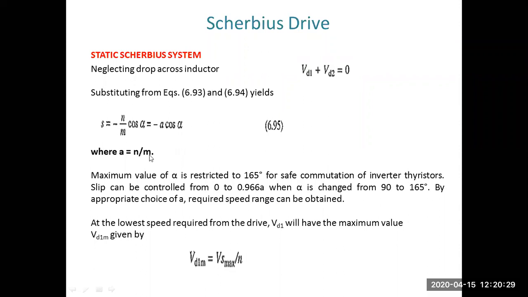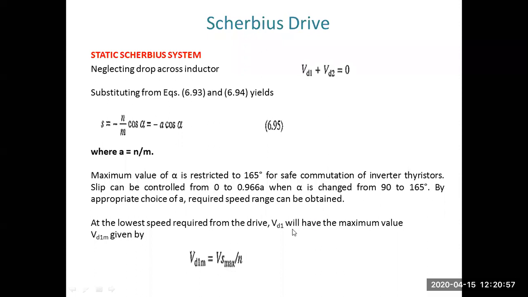Here a is n upon m, so by choosing wisely the values of m and n, you can control the slip accordingly. I hope it is clear in your mind how we control the slip. And by controlling the slip, we are controlling the speed directly. Now one more thing here: at the lowest speed required, what does the lowest speed mean? The slip is maximum. At the lowest speed, the slip is maximum.